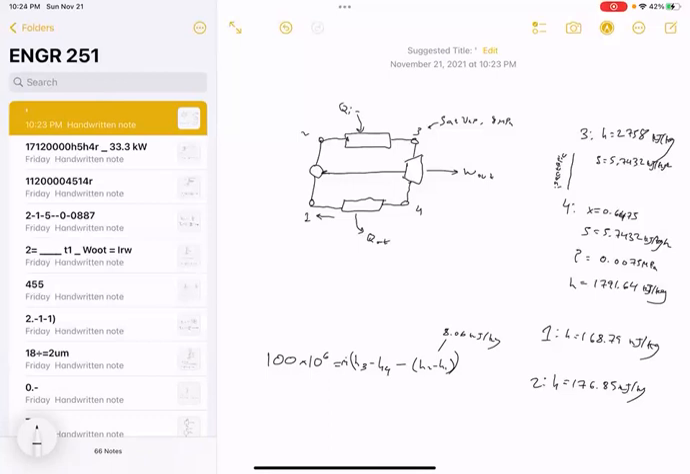H3 is 2758 times 10 to the 3, minus H4, which is 1791.64 times 10 to the 3, and all of that minus our 8.06 times 10 to the 3 going to the pump. If we do this, I'm getting a mass flow rate, m dot, of 104.35 kilograms per second. This is the amount of mass flowing through the system in order to generate that much power.